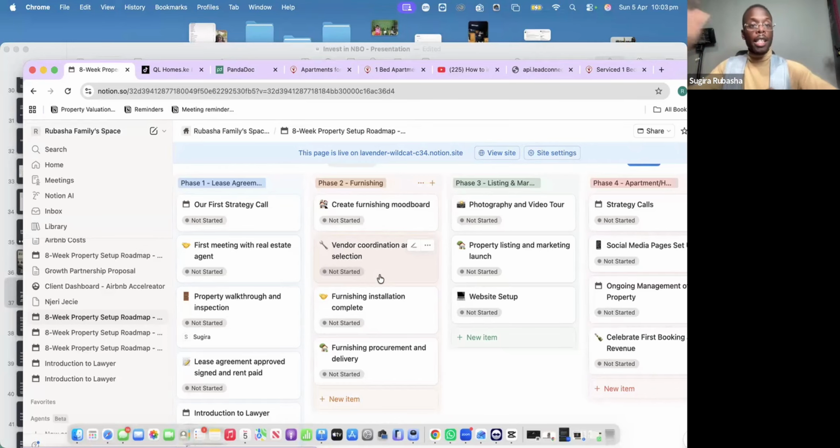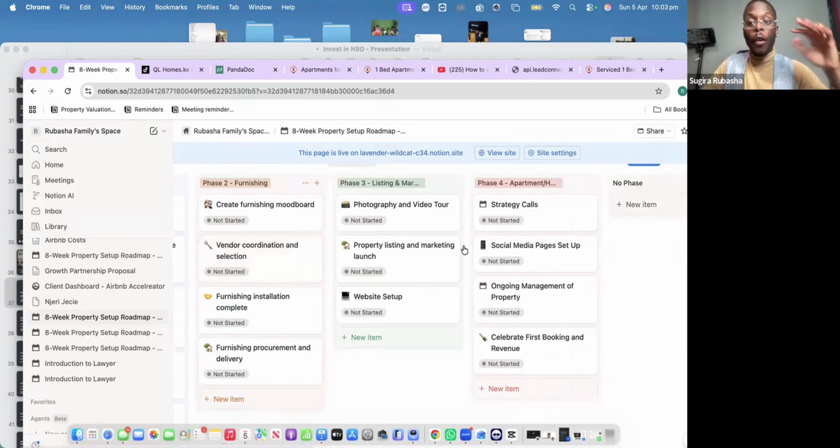Yes, you're going to put in money. Send money here. Send money, furnish the place extremely well. Now you've got an apartment, a furnished apartment. Now we just need photography and video.